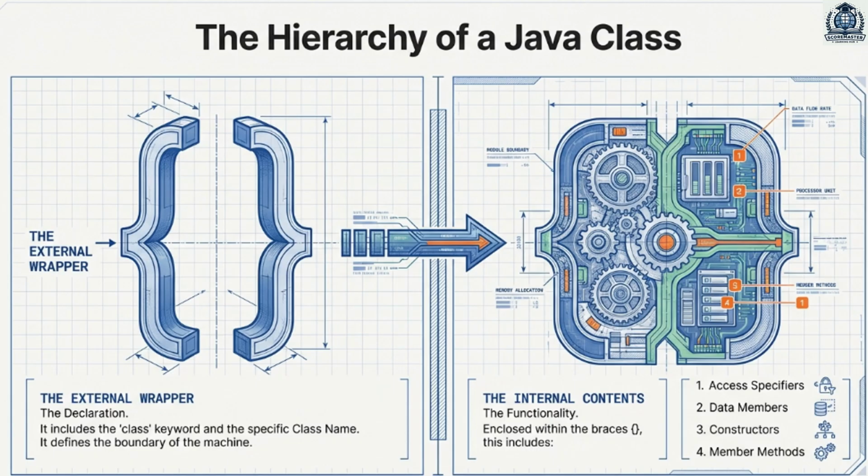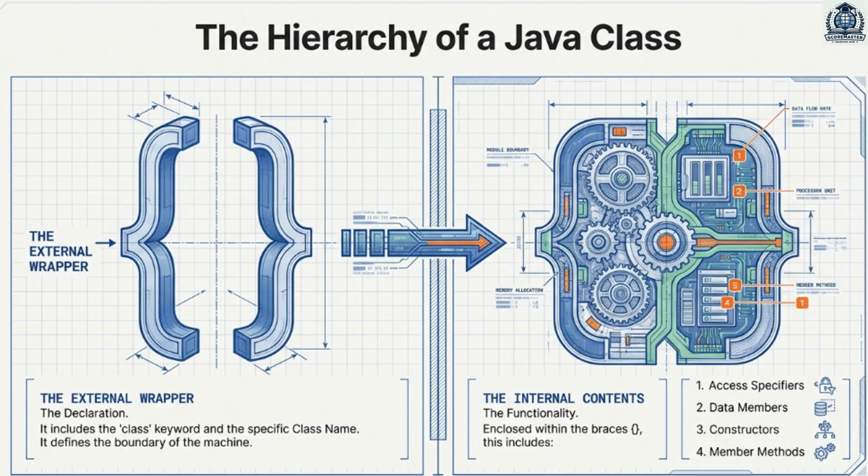2. Internal contents, the engine. Everything inside the braces gives the class its power. Access specifiers control who can see or use the class members: public, private, protected. No control equals messy code.